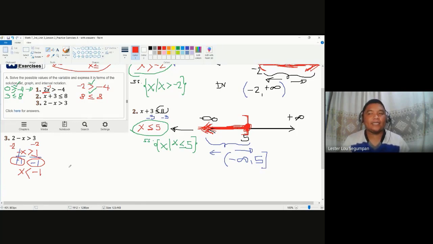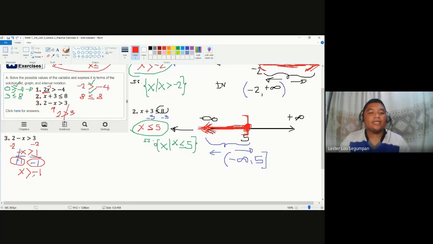It should be x is less than negative 1. Let us consider that you have not interchanged it. Do not jump into conclusions that you could already make your solution set, your graph, interval notation. Again, always do the checking. Let us take a number greater than negative 1. So 0. Let's try to use 0 because 0 is greater than negative 1. When we substitute 0 here, 2 minus 0, 2 greater than 3. Is 2 greater than 3? No.